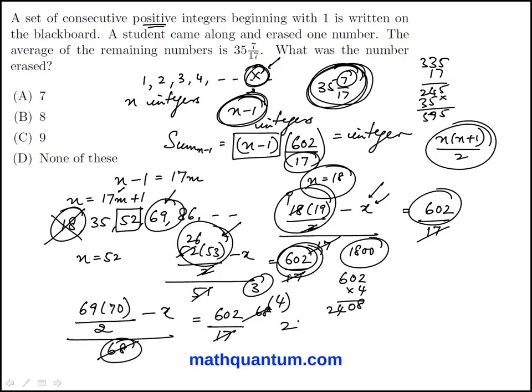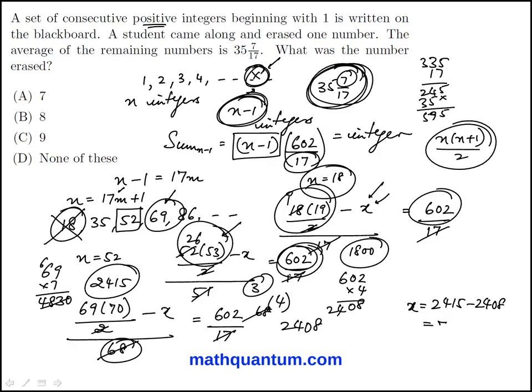is 2408. And that number here, let me just do 69 times 70, that's 4830, divided by 2 would be 2415. So that's indeed greater, which means that x is 2415 minus 2408, which is 7. And that is the answer, which is choice A.